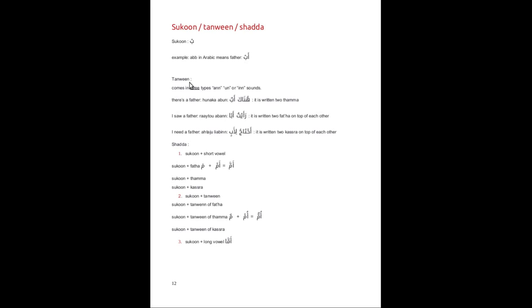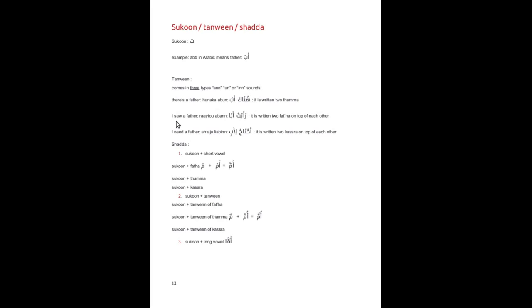Cool. Now the tanween, it's the n or un or in sound. For example, if I were to say in Arabic, there is a father, I would say هناك أب. You see the un sound here? It's those two dhammas, but they are really small. You can see them here. So make sure to download the ebook. So it's written as two dhammas, the two u's.